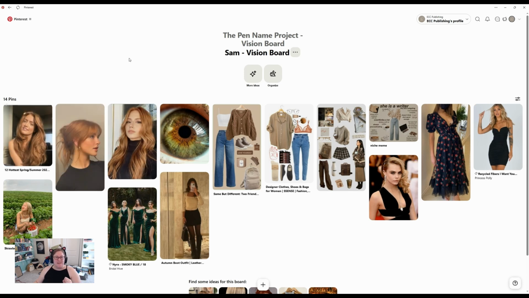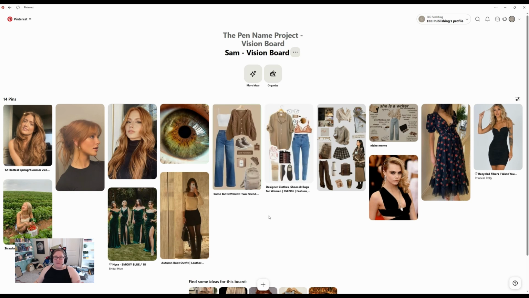These three images right here are kind of what I based her character design around. She's tall, she has strawberry blonde hair, so she looks a lot like this. She has these eye colors. So I pin as much as I can on character description and outfits, because as you can see here, I've got some outfits that I've pinned here as well.